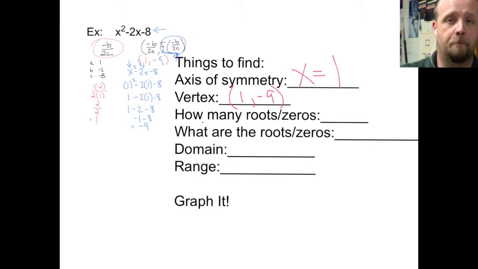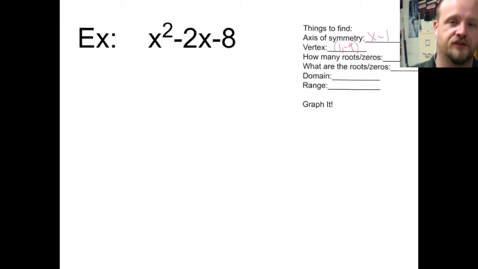Remember, a vertex is a point. It's a single value, not a line. It's just a single spot on the graph. So let's take a second and look at all of the rest of our roots and zeros.